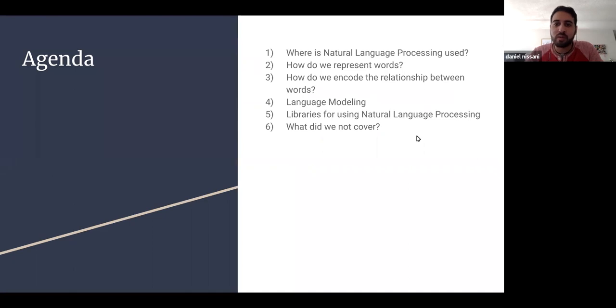So what we're going to cover is: why is natural language processing used? How do we represent words? Like I said, that's going to be the primary thing we're worried about here. But we're going to go through some not naive, but first iterations of how we represent words. Then we're going to go into how we encode the relationship between words, looking at how words are related to each other. Then we're going to go through something called language modeling, which is the most cutting edge in terms of giving word representations. Then we're going to go through some libraries using natural language processing.